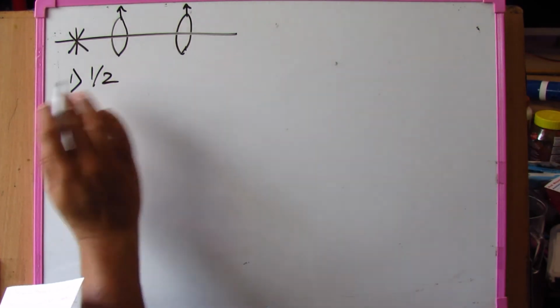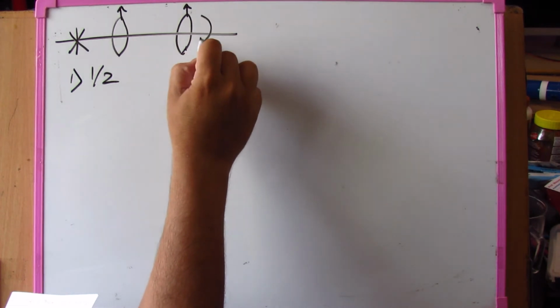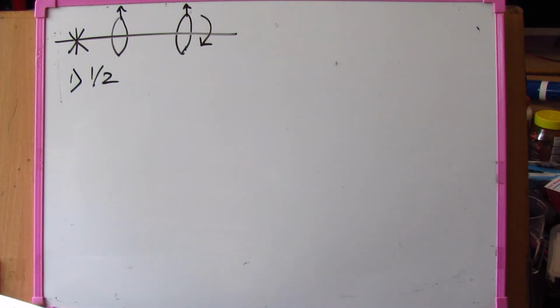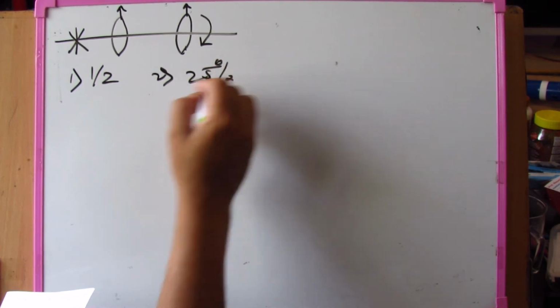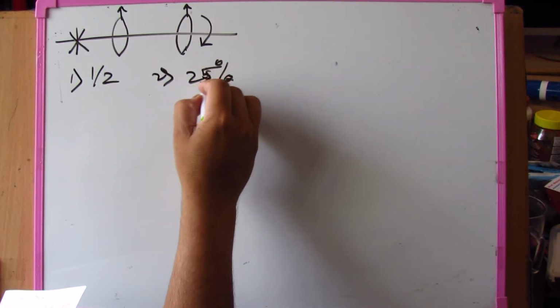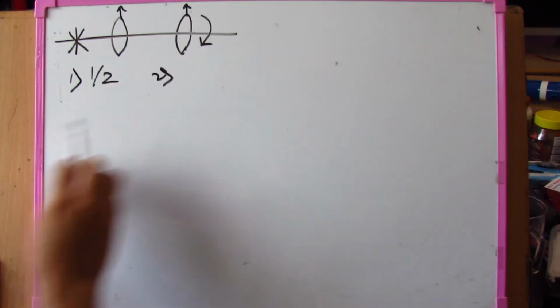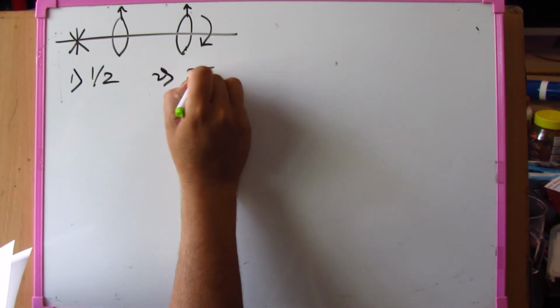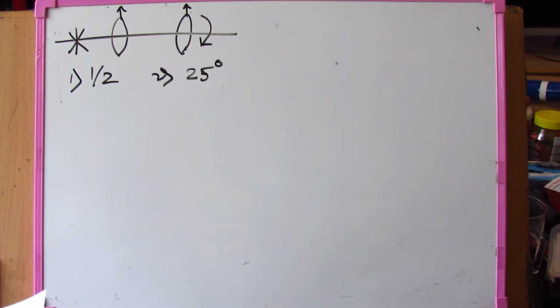So there are two questions. To what angle should this be turned? The intensity will be 1/2 and 25%. The question's language has changed a little. So that is where it becomes tricky. If you don't understand this clearly, you will get unnecessarily confused. So let us see what is going on.